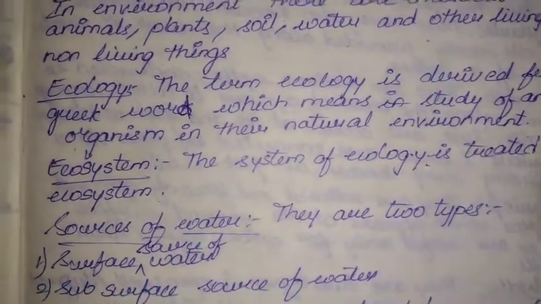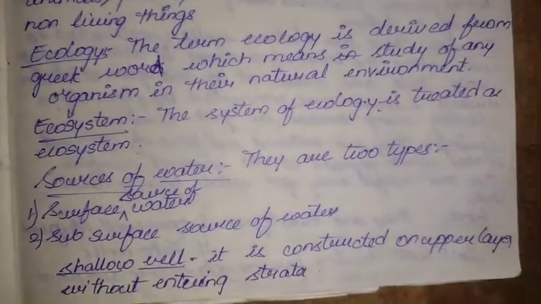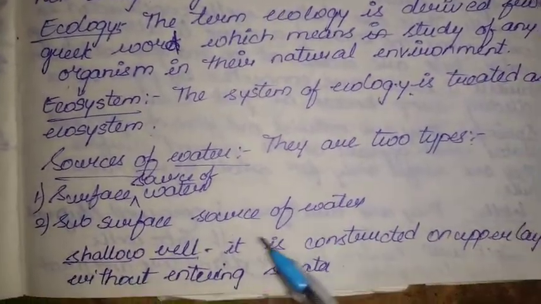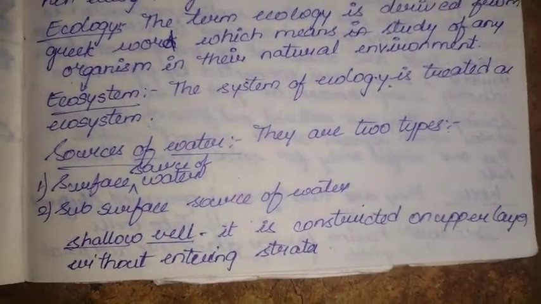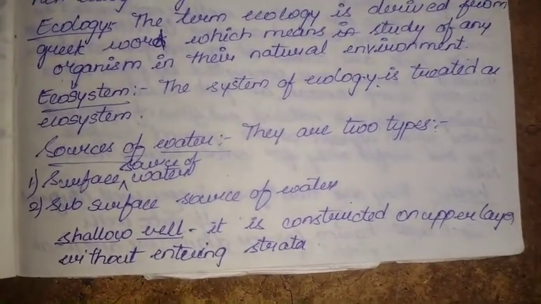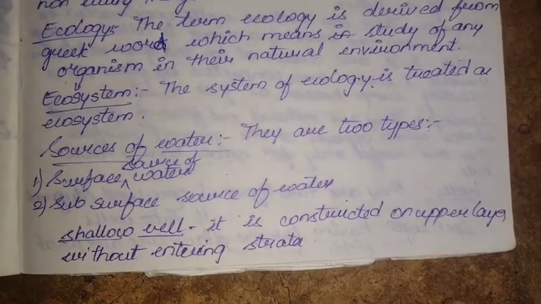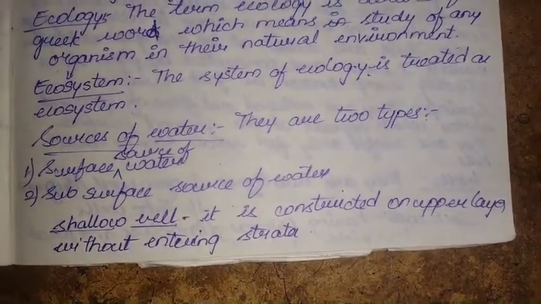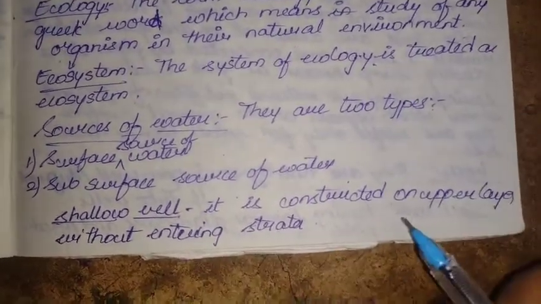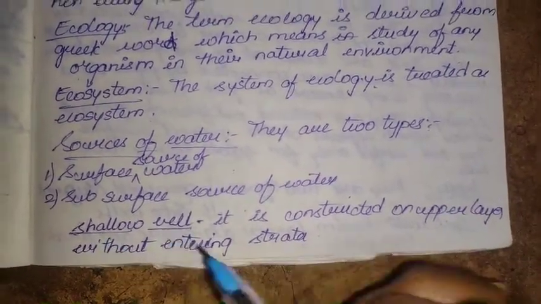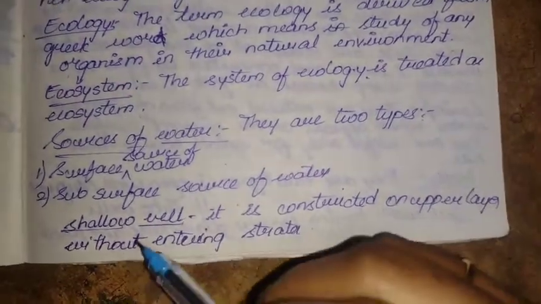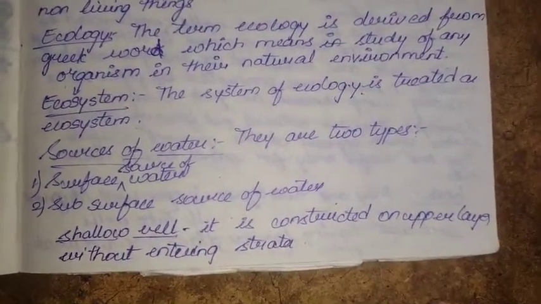Next, we have sources of water. There are two types of sources: surface sources and subsurface sources. Whatever is on the surface is called a surface source of water. Beneath the surface, they are called subsurface sources of water. We have wells. Okay, it is constructed on the upper layer without entering a strata. This is a shallow well. When we are not entering into any strata, we call that well a shallow well.